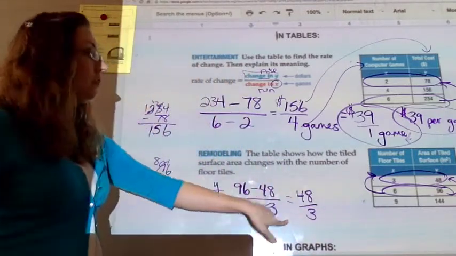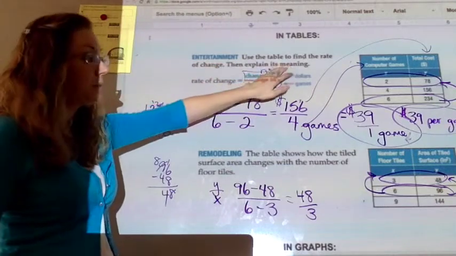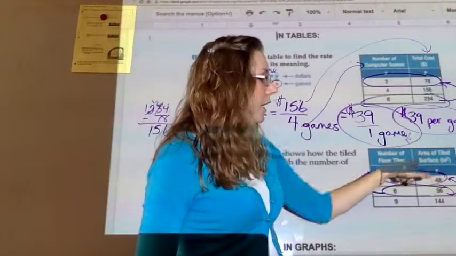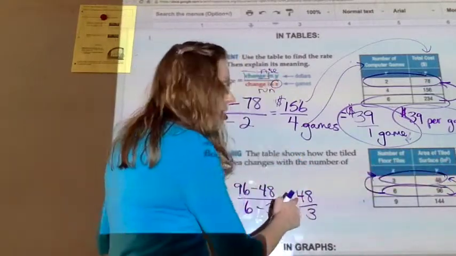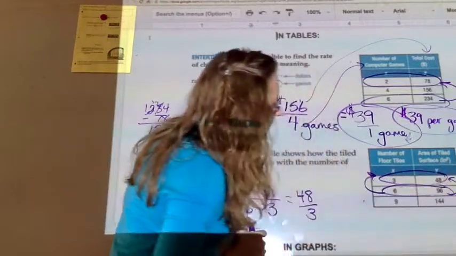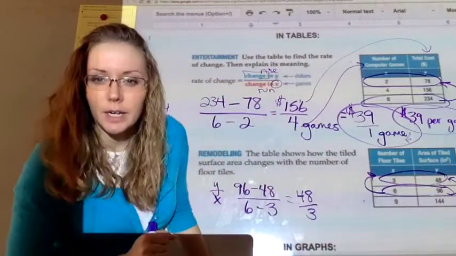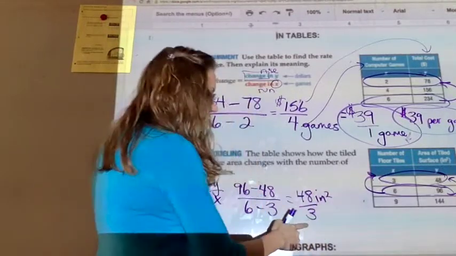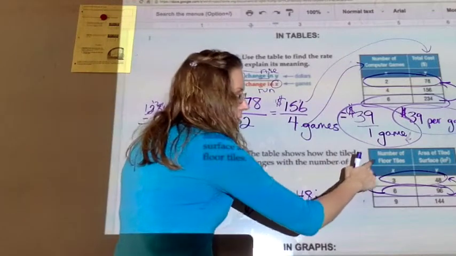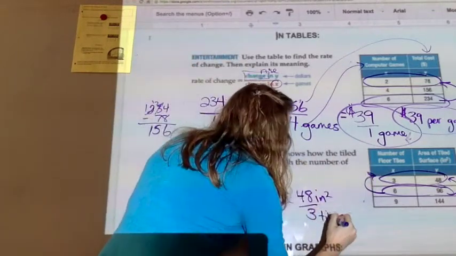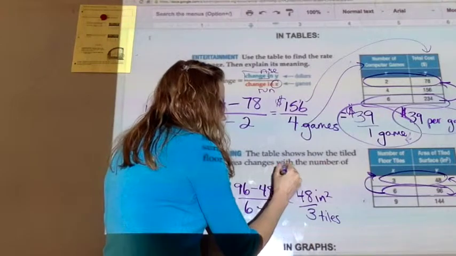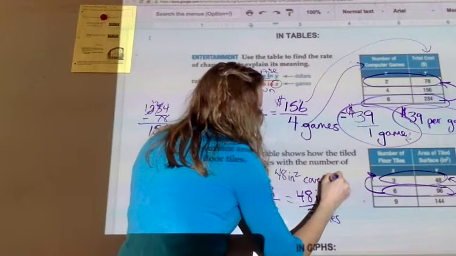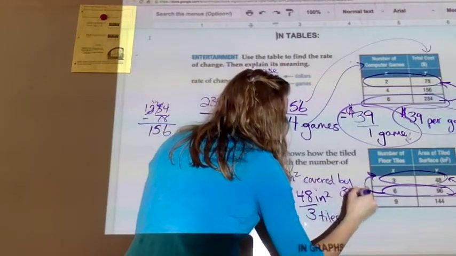So again, if I want to explain what this means in context, the 48 goes with my y's. My label for the y's is the area or the surface area. So 48, and what does this say right there? I can't read it. This is too pixelated. It says inches squared. So 48 inches squared. And the 3 goes with our x's, and our x variable is floor tiles. So what this means is that there's going to be 48 inches squared covered by 3 tiles.